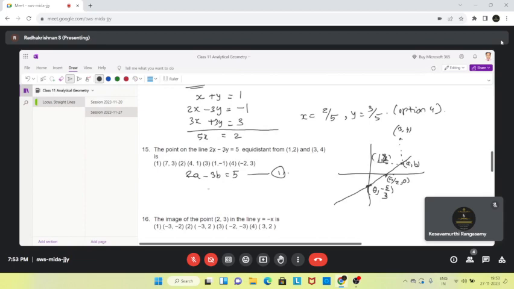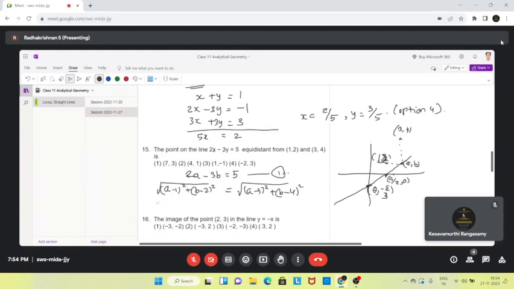So what is the distance? Square root of a minus 1 whole square plus b minus 2 whole square equal to square root of a minus 3 whole square plus b minus 4 whole square. These are the distances. Since this point is equidistant from these 2 points, this equation holds. It means squaring on both sides, the square root will go away.